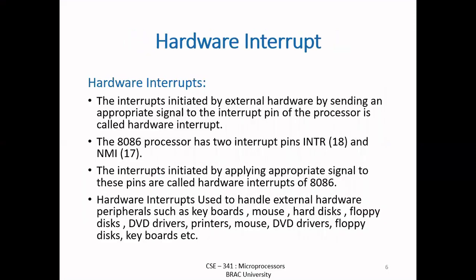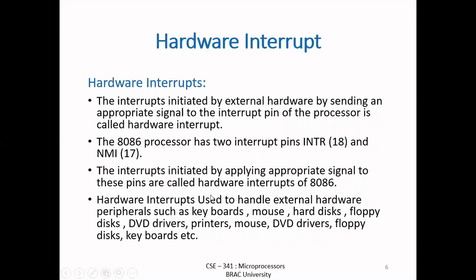Now, the first one is hardware interrupt. The interrupts initiated by external hardware by sending an appropriate signal to the interrupt pin of the processor are called hardware interrupts. The 8086 has two interrupt pins. One is INTR, which is pin number 18, and another one is NMI, the non-maskable interrupt pin, which is pin number 17. The interrupts initiated by applying an appropriate signal to one of these pins are called hardware interrupts of 8086.